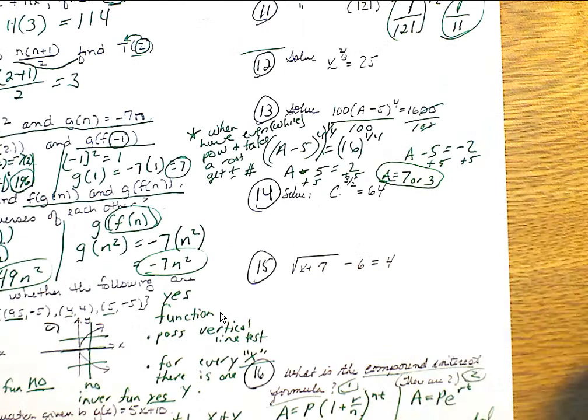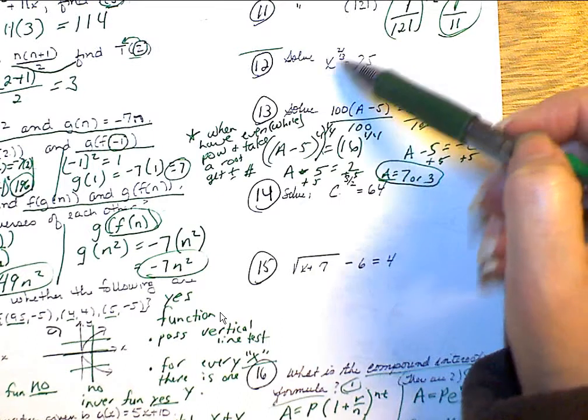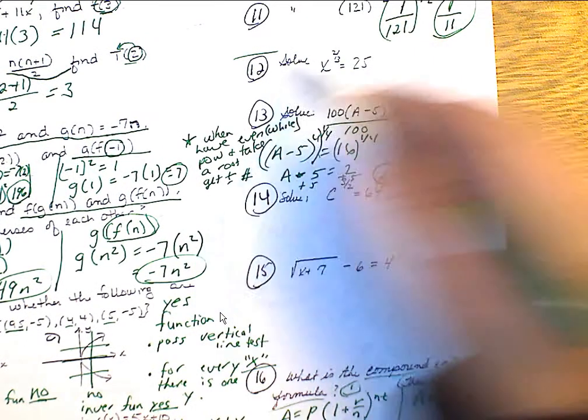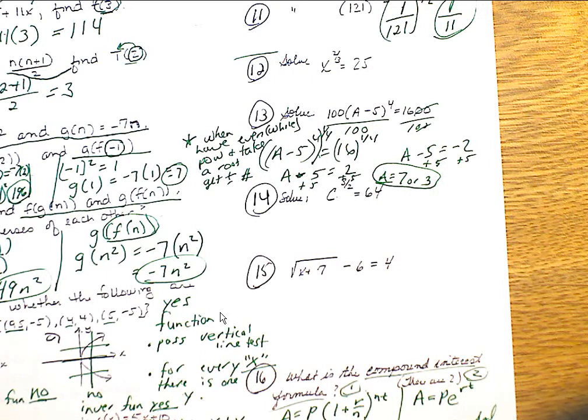All right, turn to your neighbor quickly and tell your neighbor how you are going to solve number 12. It says x to the 2/3 is equal to 25.